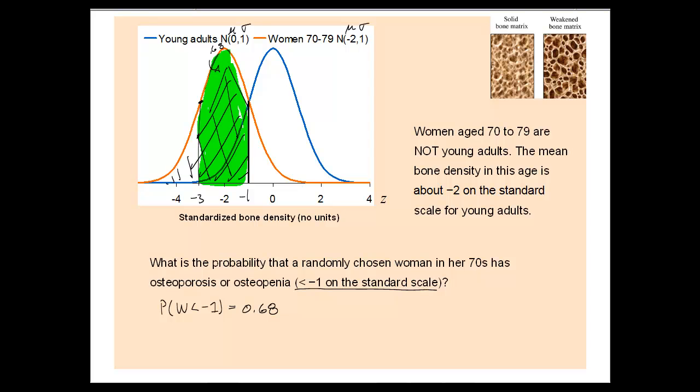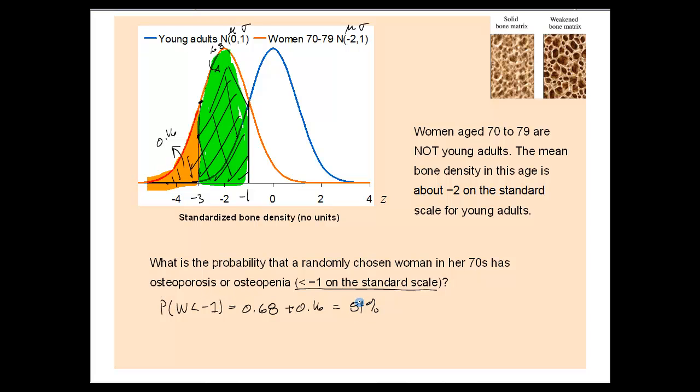But I can see that in this tail area, I'm also going to have to come up with a little bit more area to work with. So I need to find this area as well to add with that to have the total probability. Well, because my curve is symmetric, I can use that property, and I have 68% of the data here. That means I have about 32% total distributed between this left tail and this right tail. So because of symmetry, I can split that difference and add that together, and I would get here that about 84% of women in their 70s have osteoporosis.